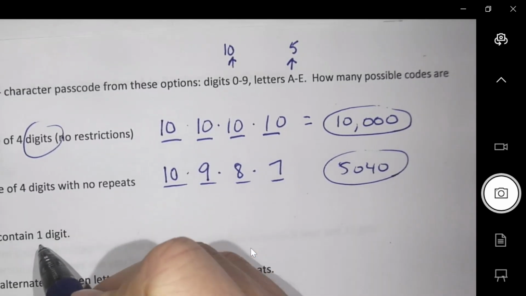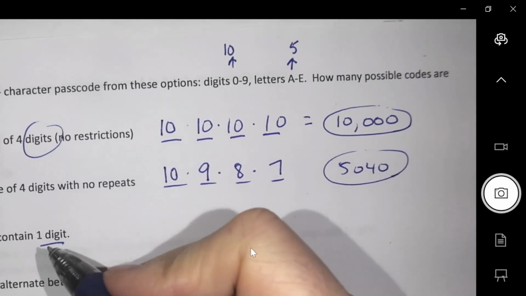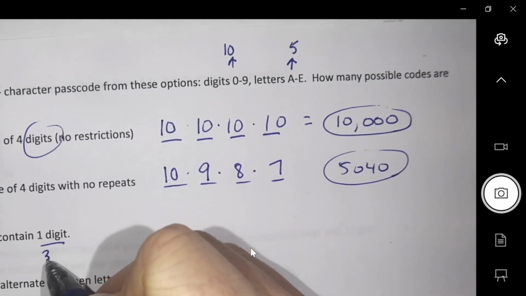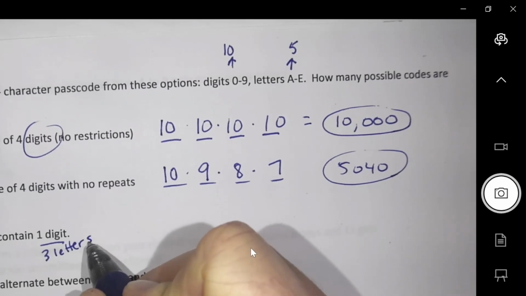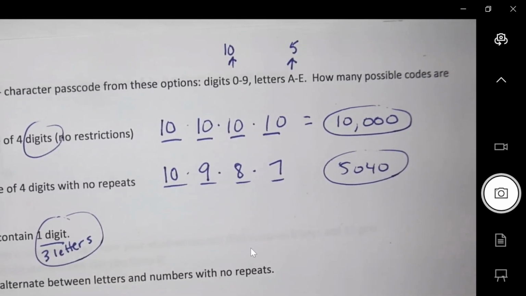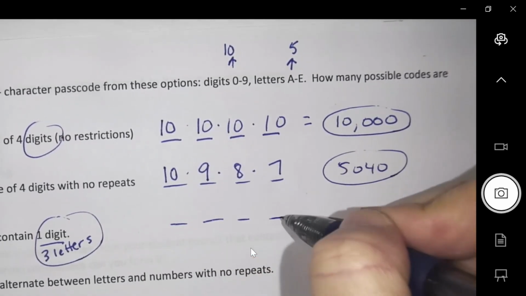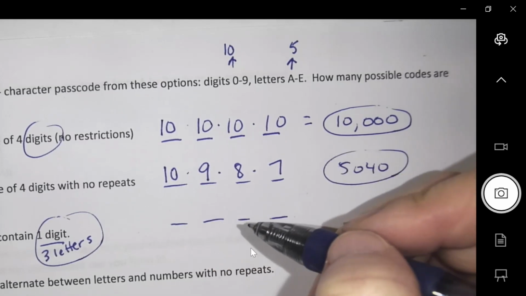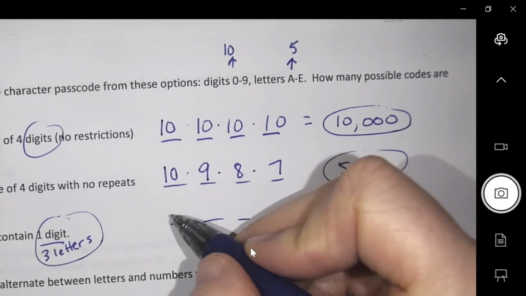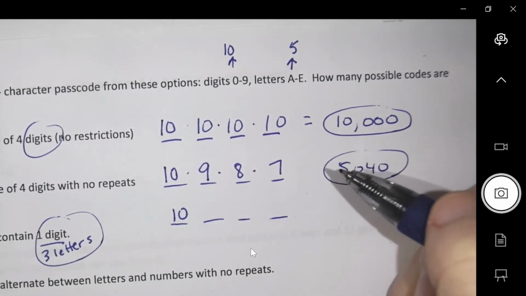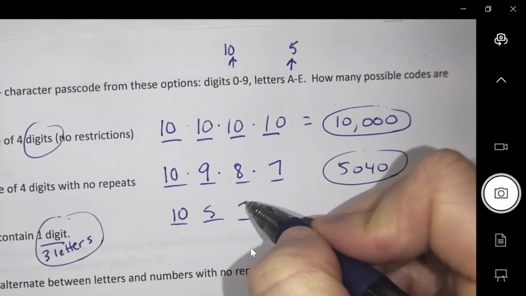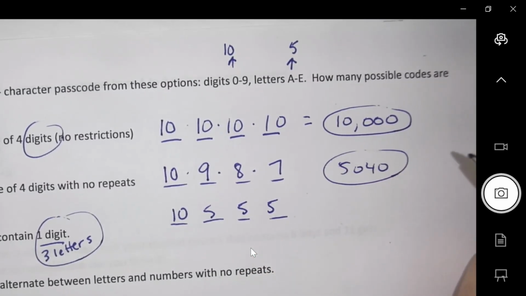Okay, it must contain 1 digit. So if it's got 1 digit, it will have 3 letters, right? If it's going to only have 1 digit, it will also have 3 letters in it. So 1 digit, I'm assuming this time I can repeat again. 1 digit and 3 letters.